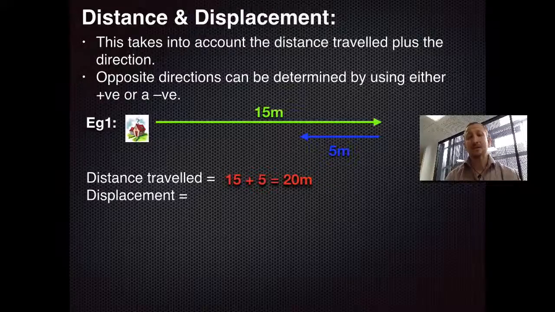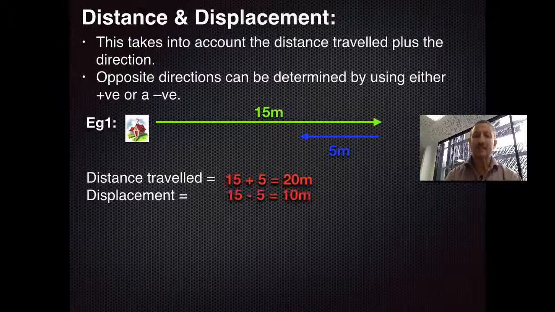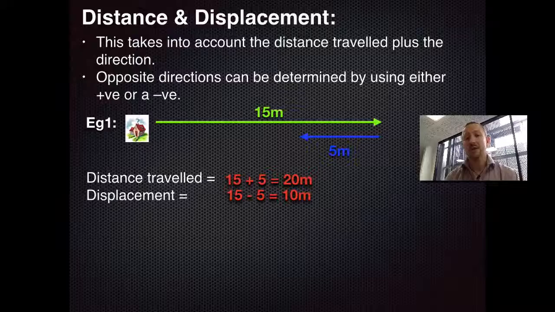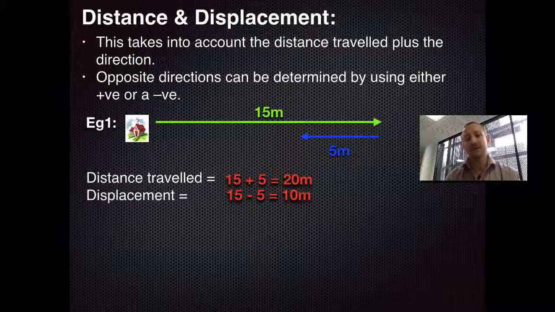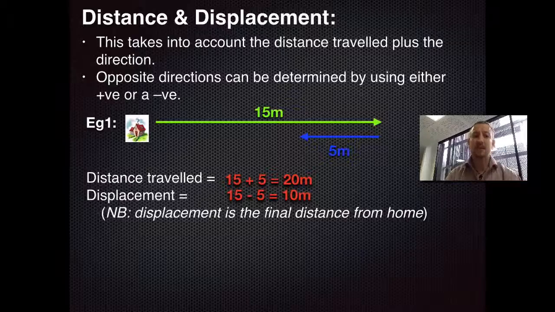Because it's 10 meters to the right, it's positive. If I wanted to show that I was going the opposite direction, then it would be negative. So in this case I've got positive 15 meters because I'm going to the right, and then I come back negative 5 meters, so 15 minus 5 gives me 10. Now, as you can see, there's a clear difference between distance and displacement. Displacement is your final distance from home, whereas the distance travelled is how far I've gone.